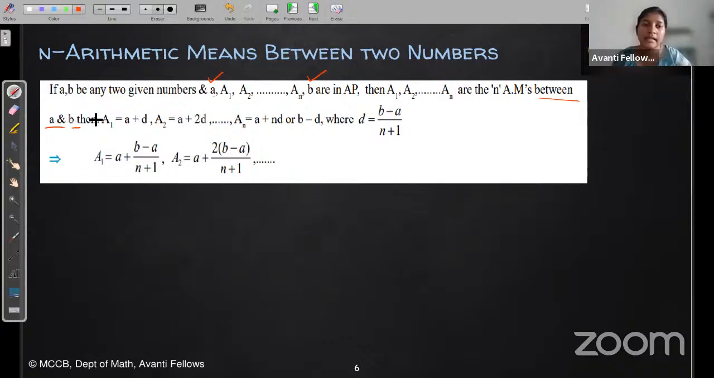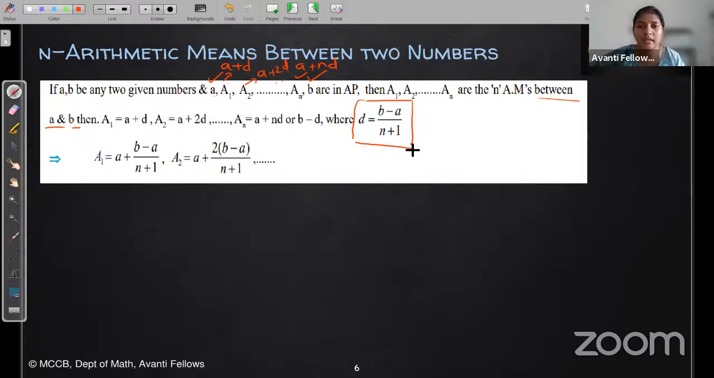Fine. Here, see, the first term is A. This A1 is the second term, right? So according to arithmetic progression, it will be A plus D. A2 is the third term, so it will be A plus 2D. And so on up to An, which is the (n plus 1)th term. So it's going to be A plus n into D. Correct? According to arithmetic progression, its value will be this. And here the D value will be (B minus A) divided by (n plus 1).